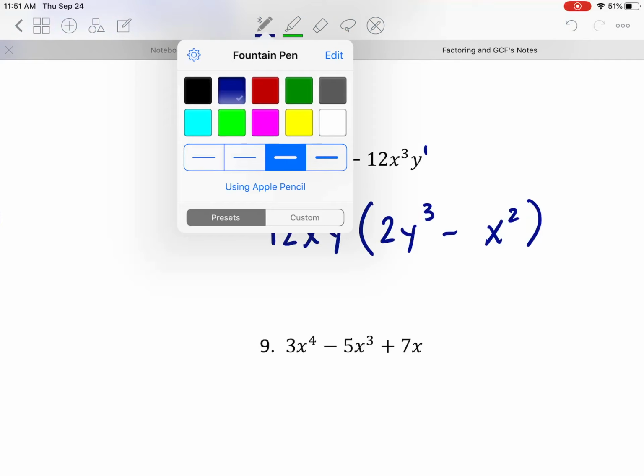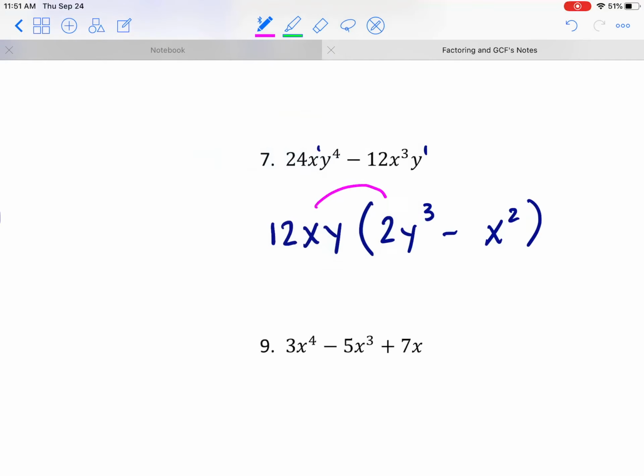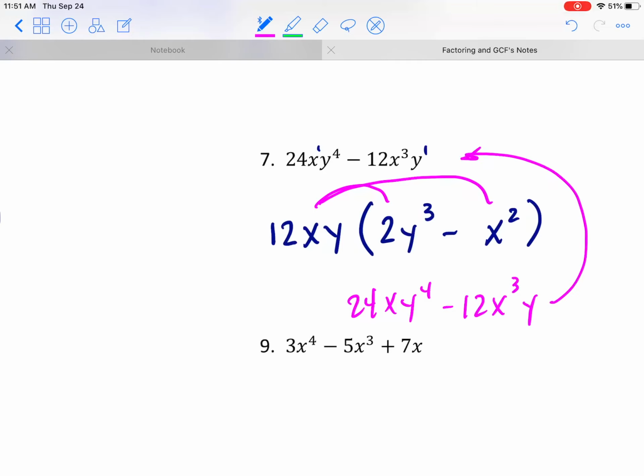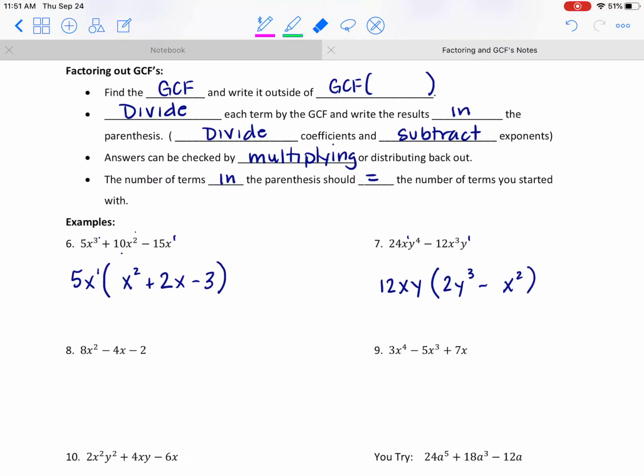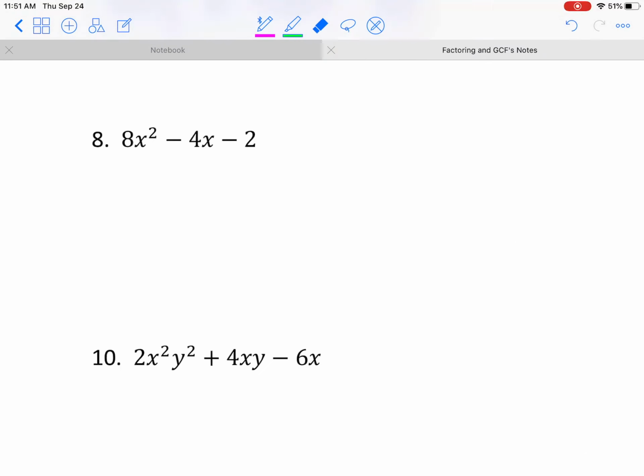But there it is. And again, you can do a quick check. If I multiplied here, I'd get 24 and an x, and then a y to the 4th. And if I multiplied here, I'd get a negative 12, x cubed, and a y, and that is exactly what I started with, so I confirmed my answer. Okay? And that can be done in your head if you're comfortable doing that in your head. All right, moving right along.